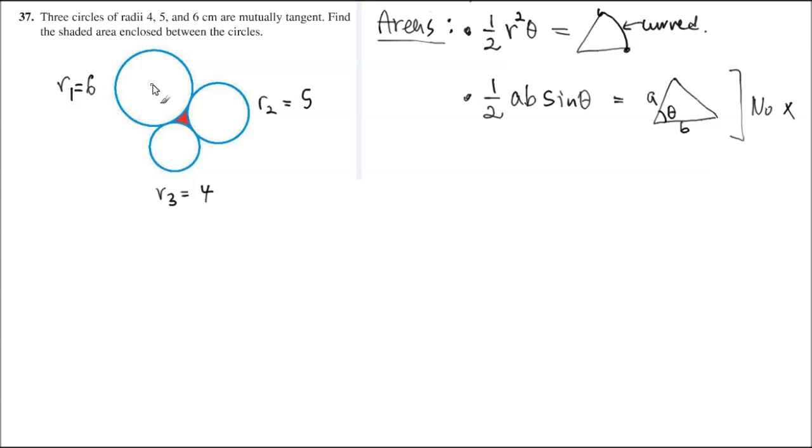Right, let's see what he's talking about. Here's the center of that big circle, and here's the center of that intermediate one, and the center of that little one. You see the triangle now? If you connect those centers, you get a triangle.